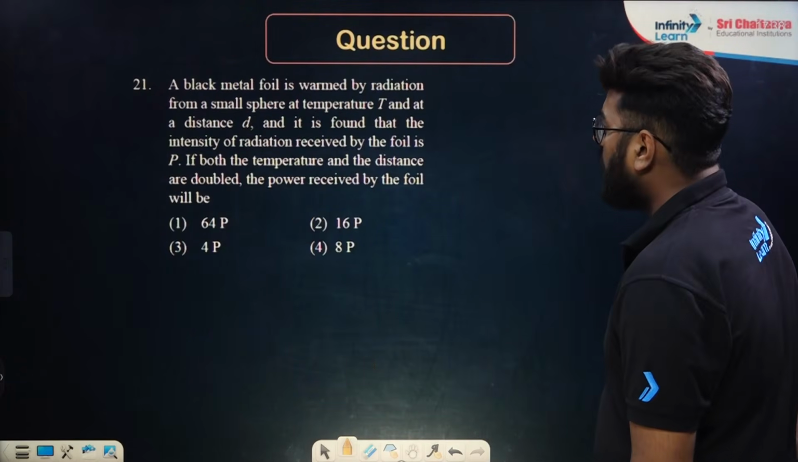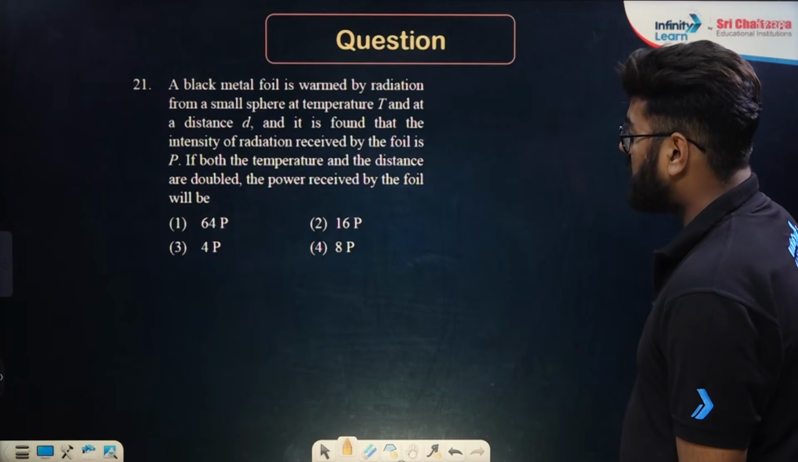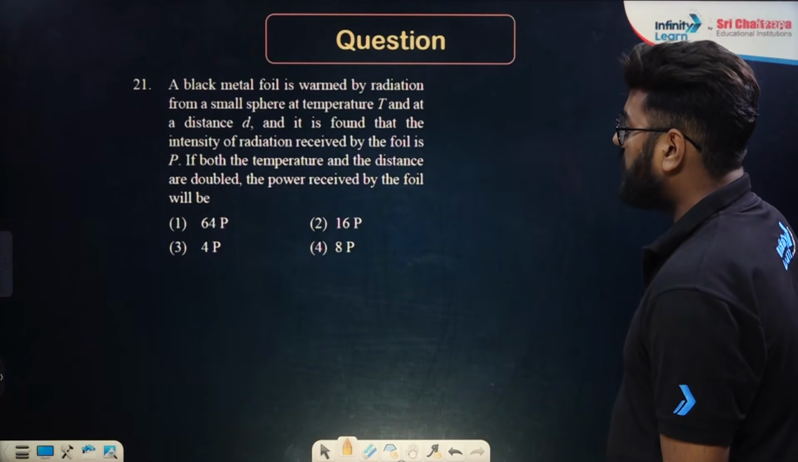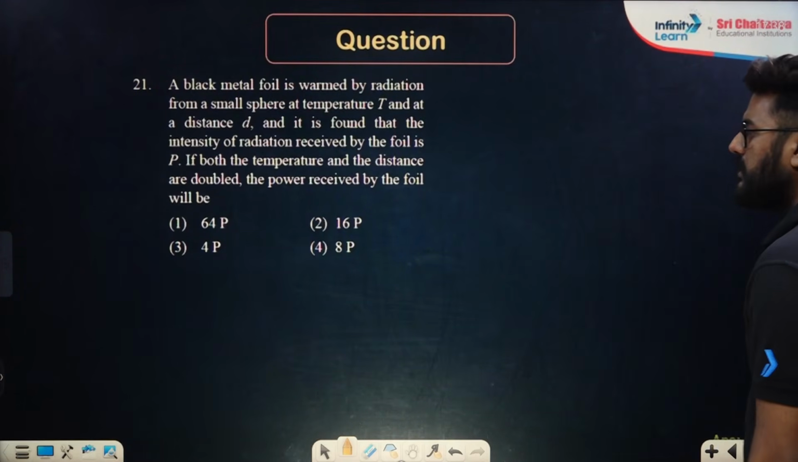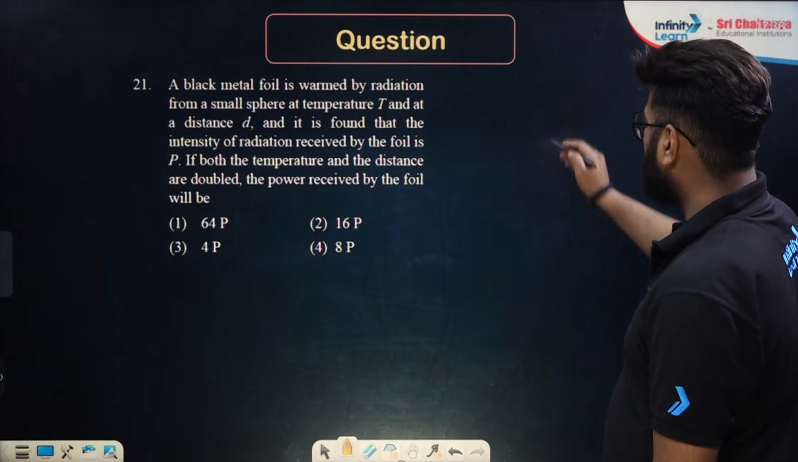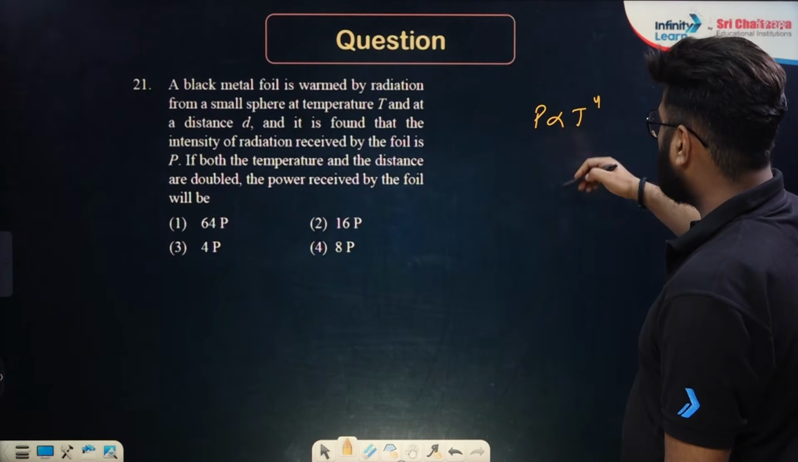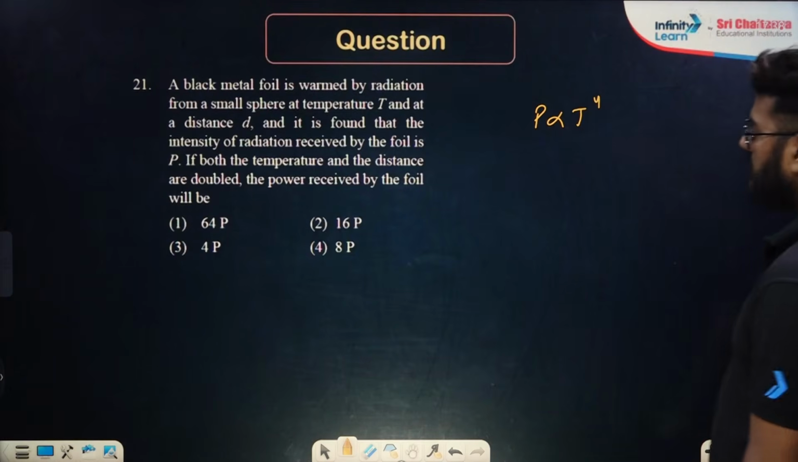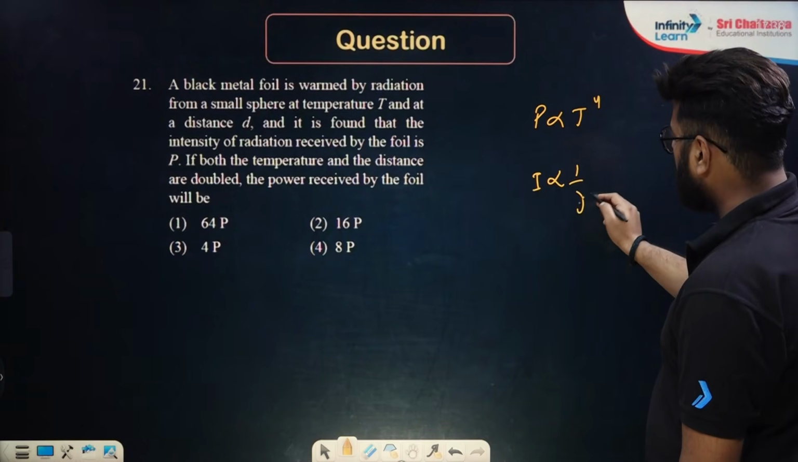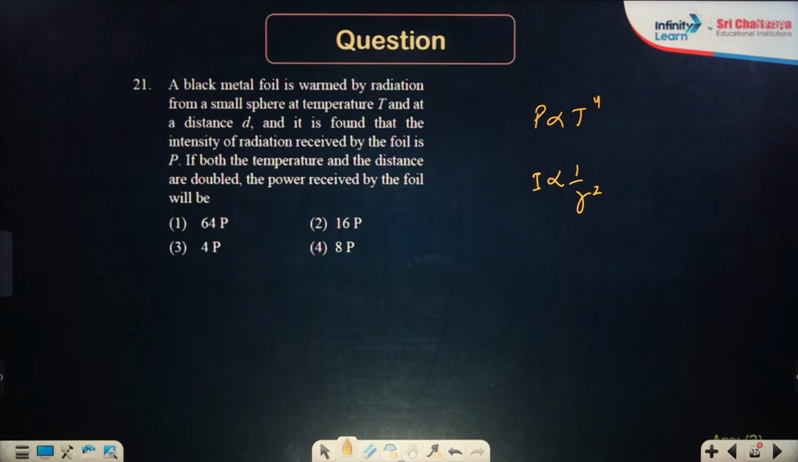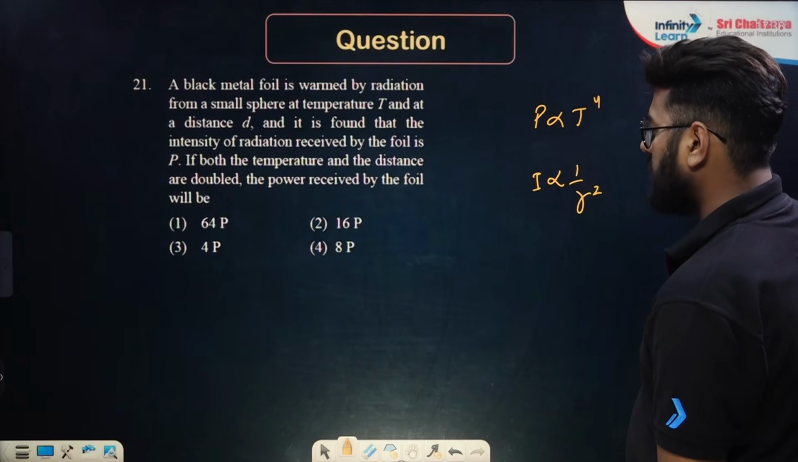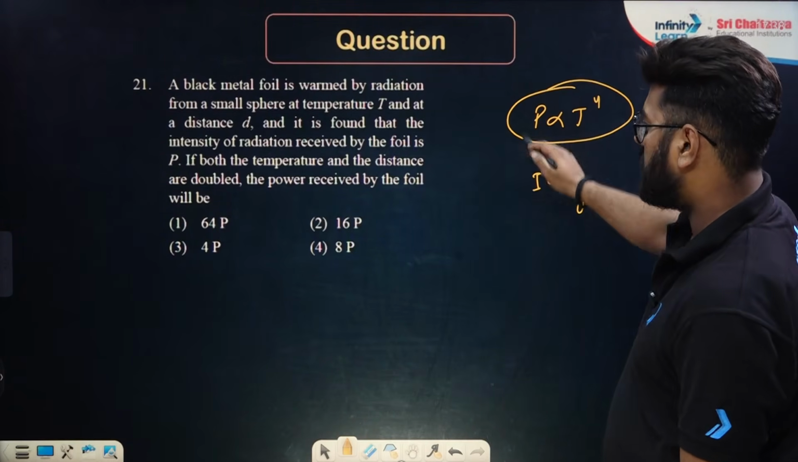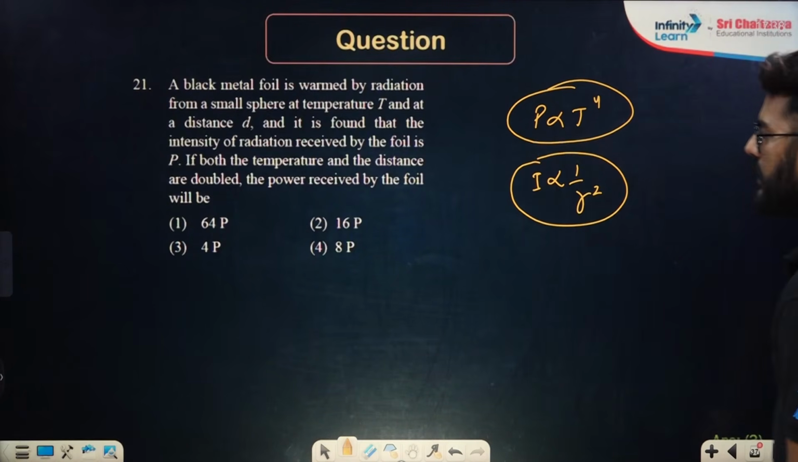A black metal foil is warmed by radiation from a small sphere of radiation temperature T at a distance D, and it is found that the intensity of radiation received by the foil is P. If both the temperature and distance are doubled, the power received will be. If the temperature is doubled, then the radiation will become 16 times, and the distance is doubled, so the intensity will become 1 by 4 of it. Based on it, you can include both of them and find out the correct answer over here.